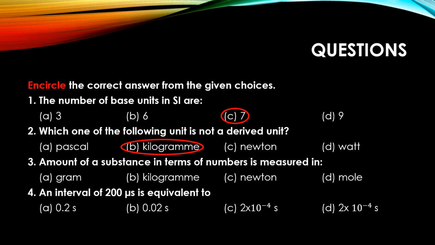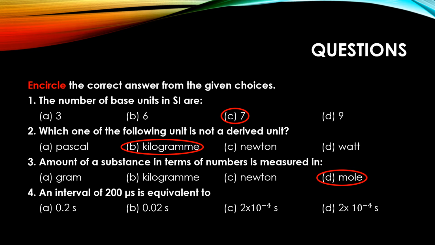Question number 3. Amount of substance in terms of numbers is measured in A grams, B kilogram, C Newton, and D mole. It's a very easy question. The amount of substance can be measured in mole, so D is the right option.